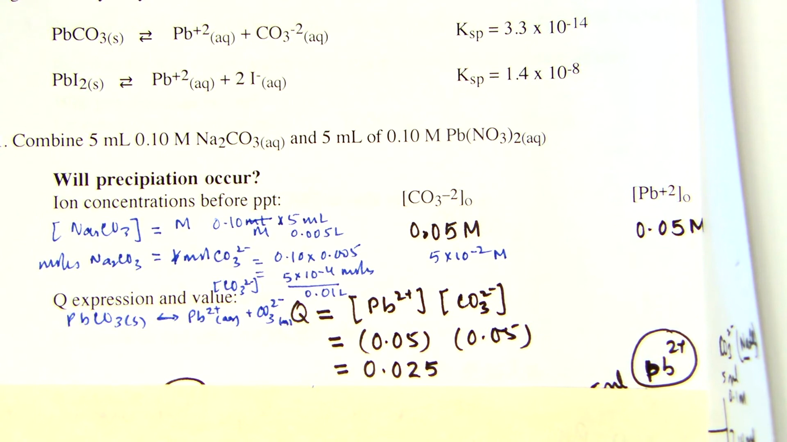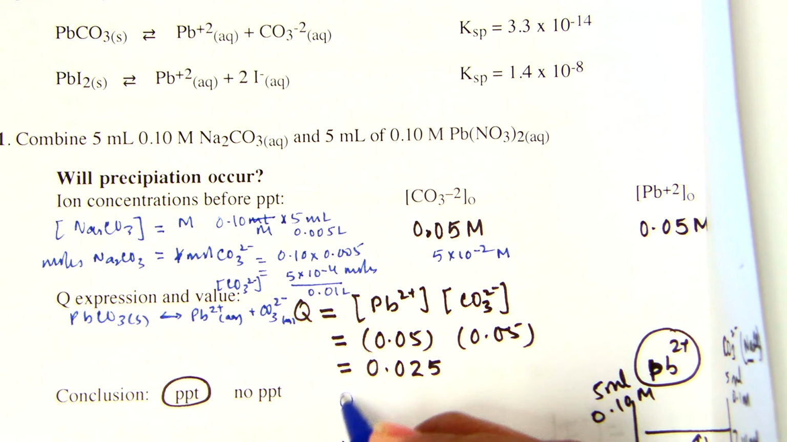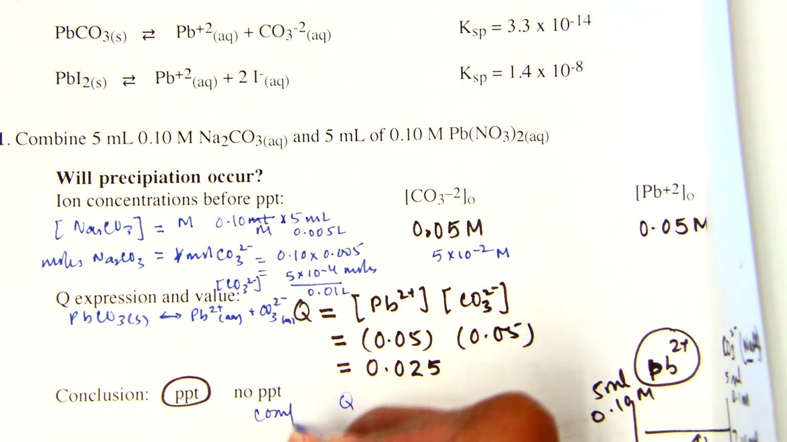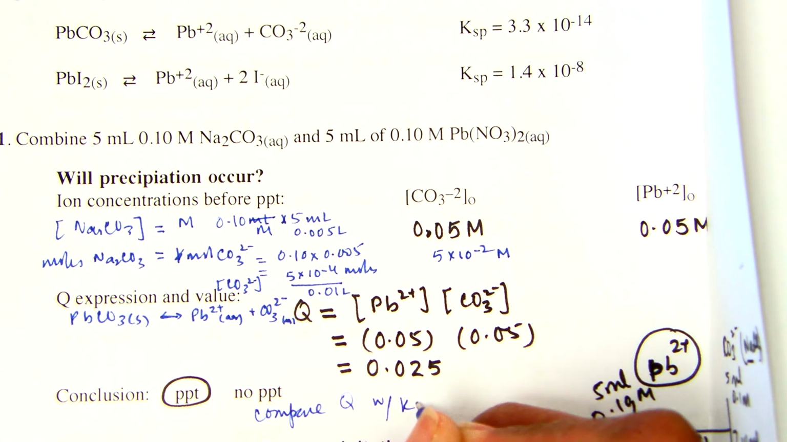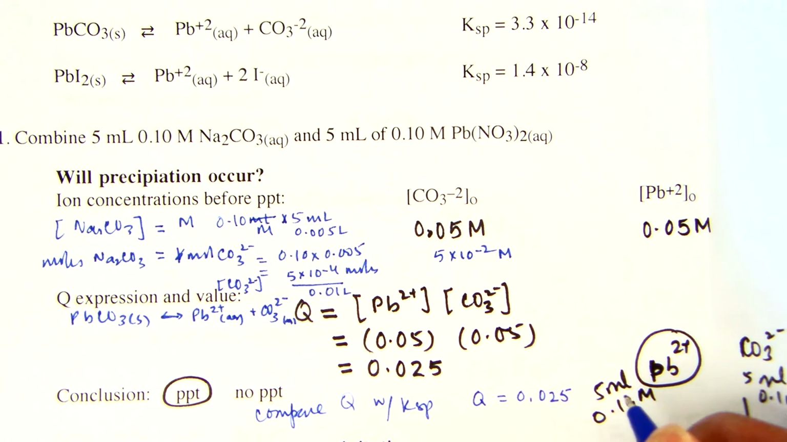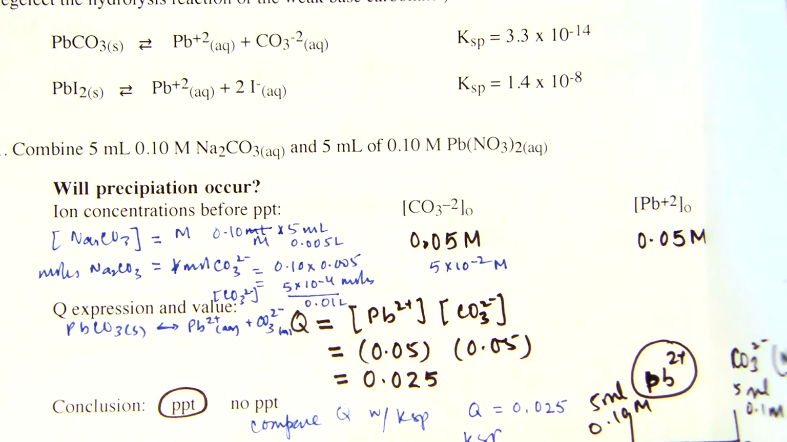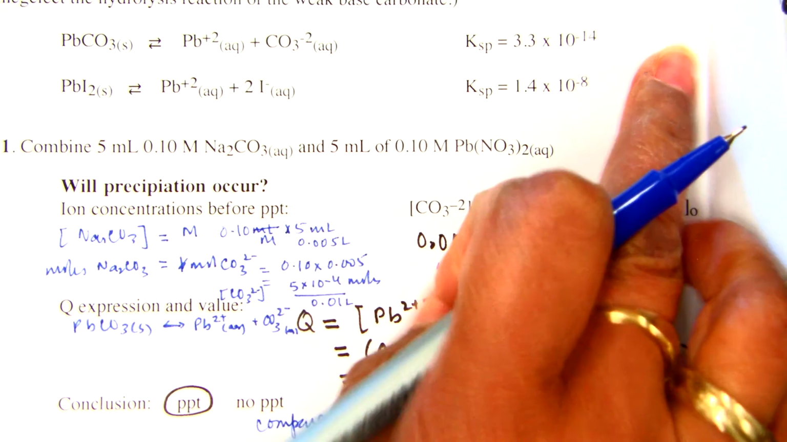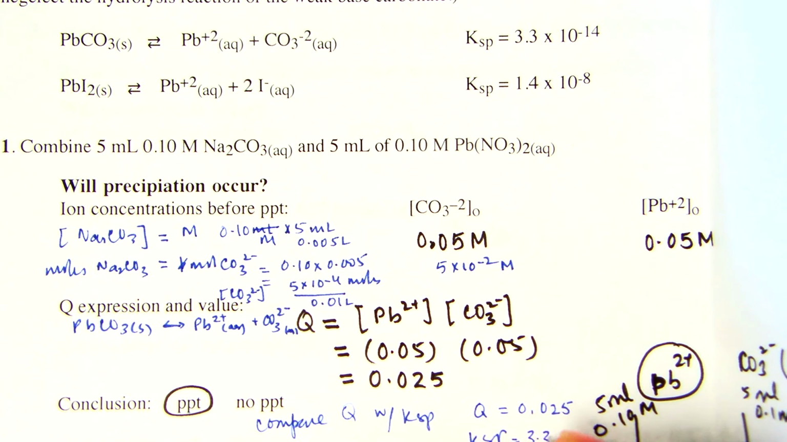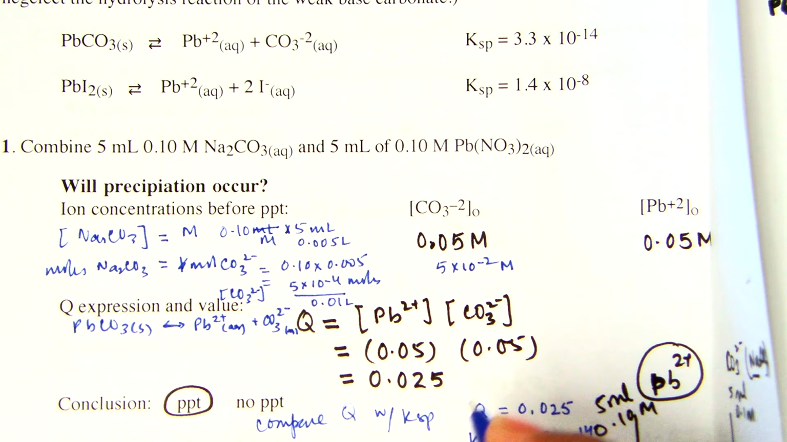Now to predict whether a precipitate will form, we compare Q with Ksp. So how much is Q? We calculated it to be 0.025. That's how much is the product of ions we have. How much is our Ksp? Ksp given for lead carbonate is 3.3 times 10 power negative 14. So way higher. So because Q is greater than Ksp, we can say that the precipitate will occur.